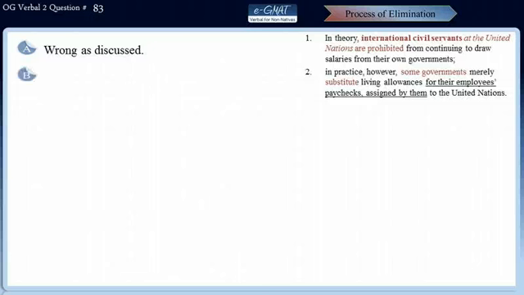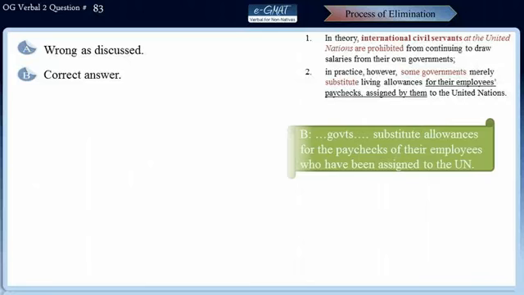Choice B is the correct answer because the way this sentence has been written, it leaves no room for ambiguity in understanding the meaning of the sentence. It reads, governments substitute allowances for the paychecks of their employees who have been assigned to the UN. So the modifiers are written and placed in such a way that there is no difficulty in understanding the meaning of the sentence, and hence choice B is the correct answer.